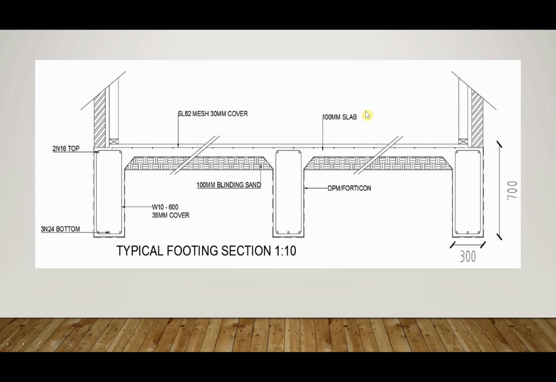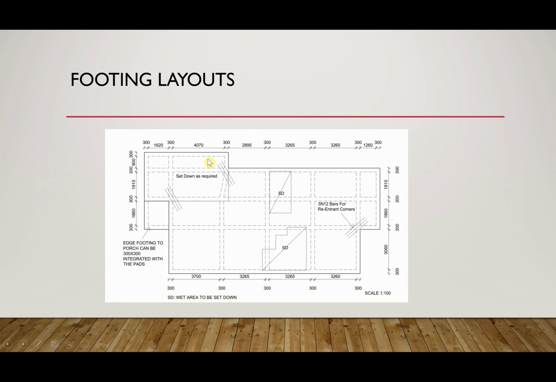100 millimeter slab can change depending on our soil. If we have over 200 millimeters of backfill on our site, we increase this by 25 millimeters and we put 2 layers of mesh. But you will learn that further down the track. So footing layouts is like this. Everything is continuous. When we come to it, in my next video, I will show you how to do a footing layout and the best way to start it.